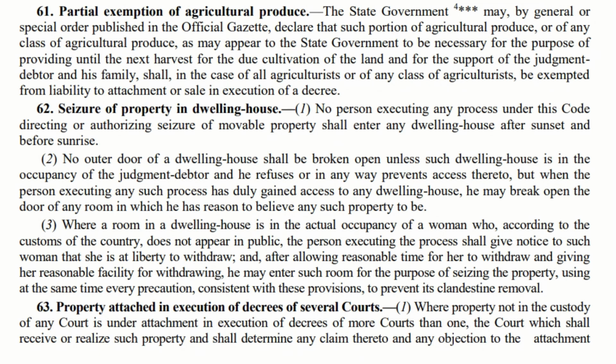Let us move to section 62. Seizure of property in dwelling house. Let us move to subsection 1 of section 62. Generally, for seizure of any movable property which is inside a dwelling house, a person who is executing the process cannot enter into that house after sunset and before sunrise.